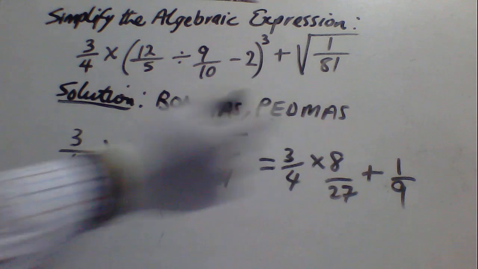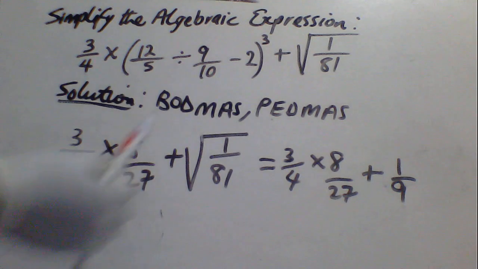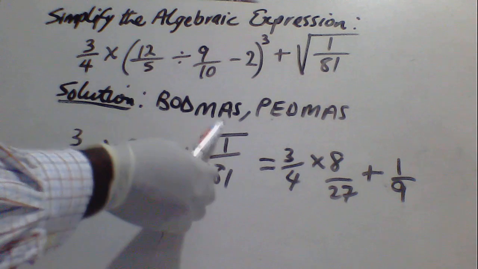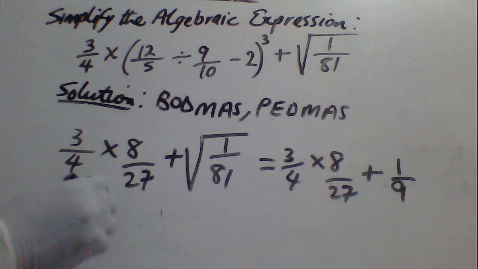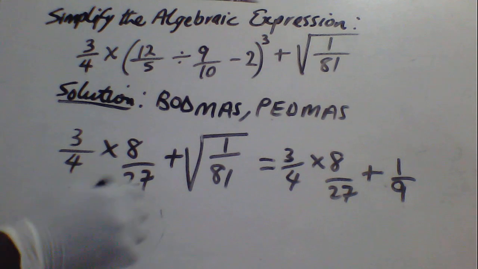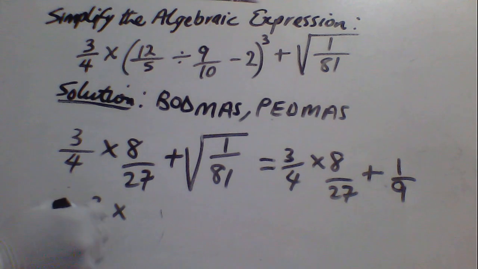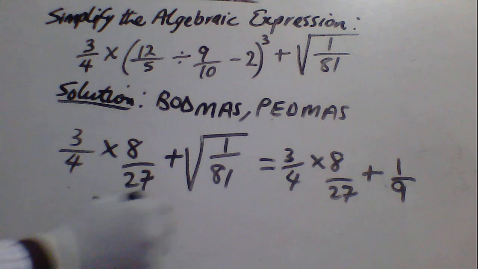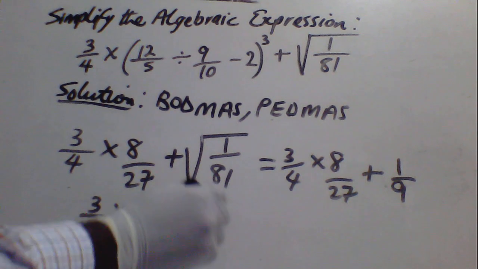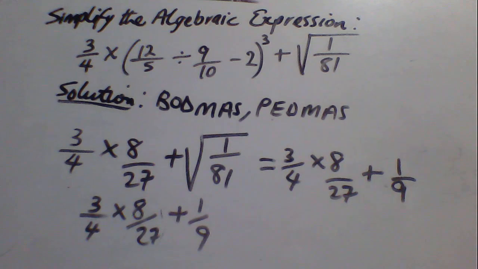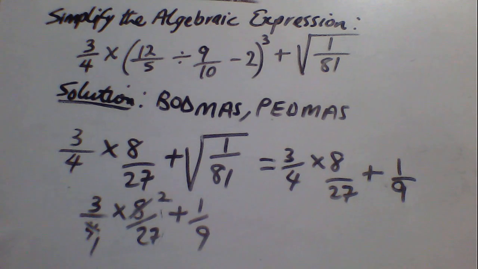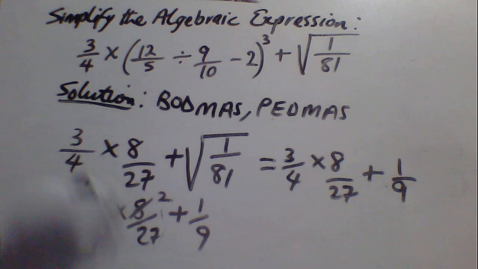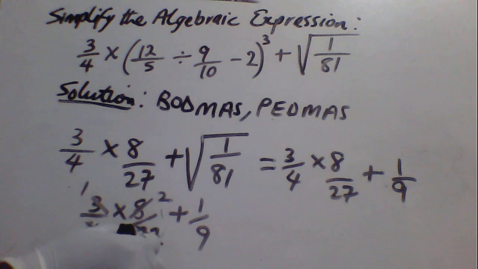Now from here we can apply BODMAS. You see that multiplication comes first before addition, so you have to multiply these two. So from here we have 3 over 4 multiplying 8 over 27, plus 1 over 9. Let's solve here. 4 divided by itself will give us 1, is it not? 8 divided by 4 will give us 2. 3 divided by itself will give us 1. 27 divided by 3 will give us what? 9.